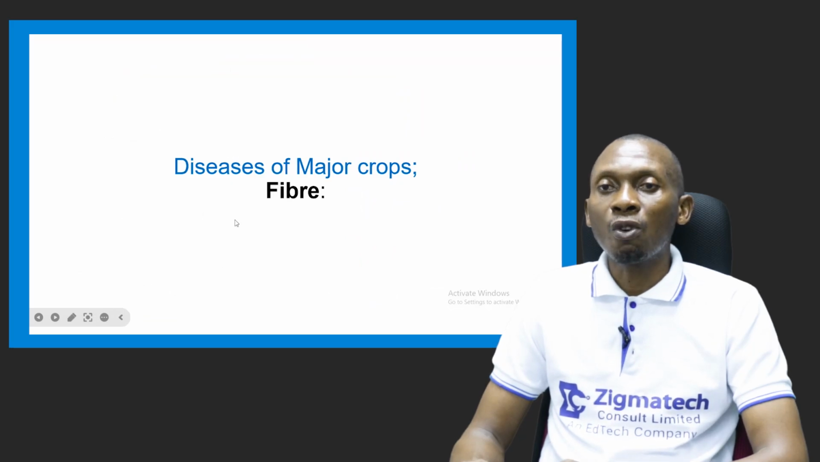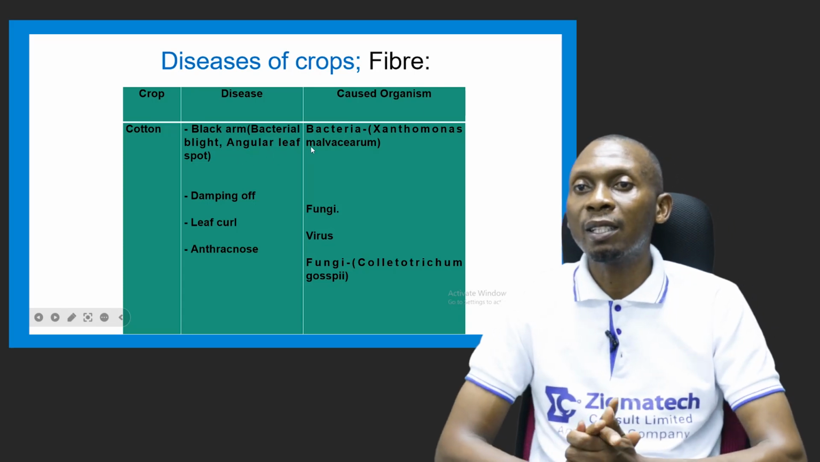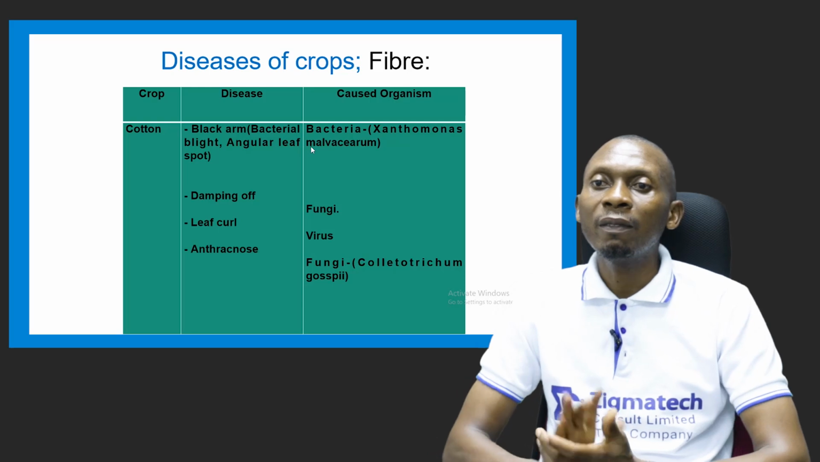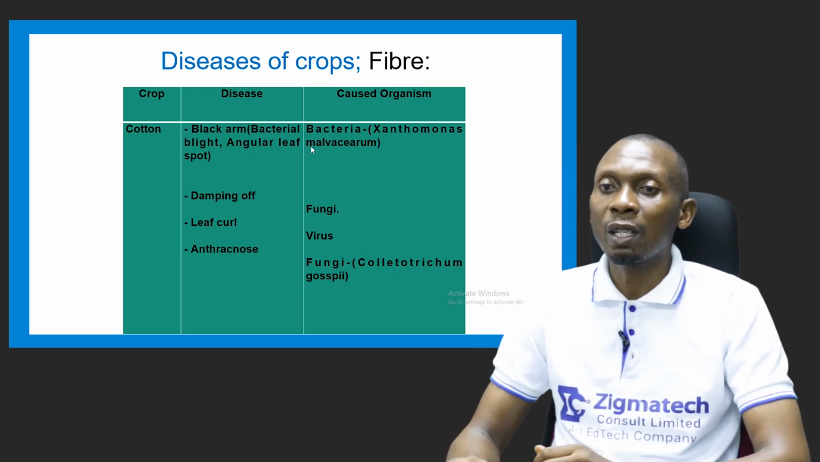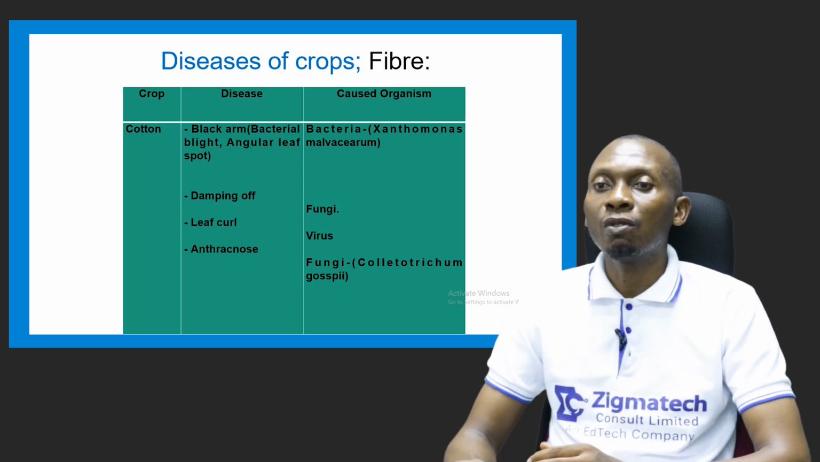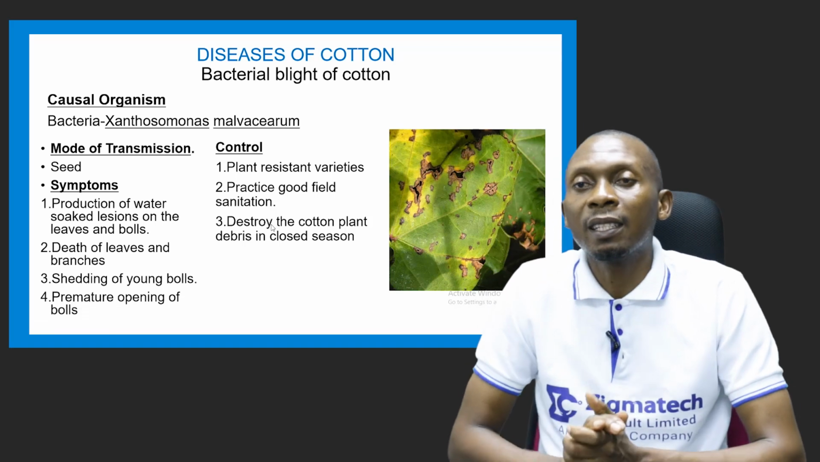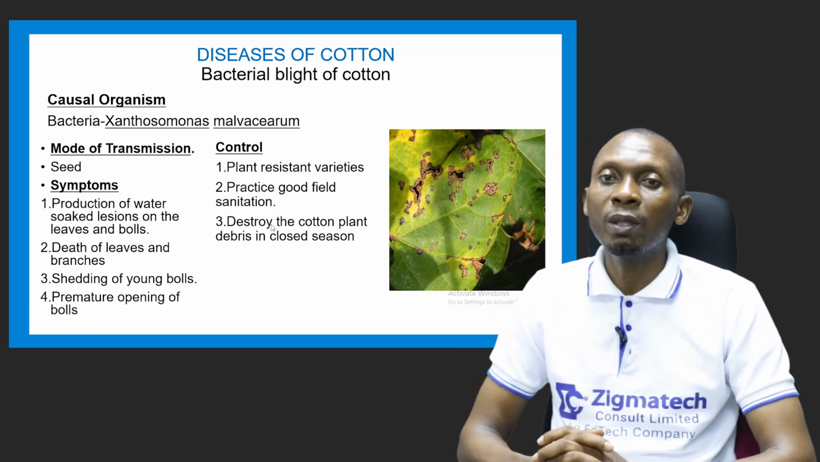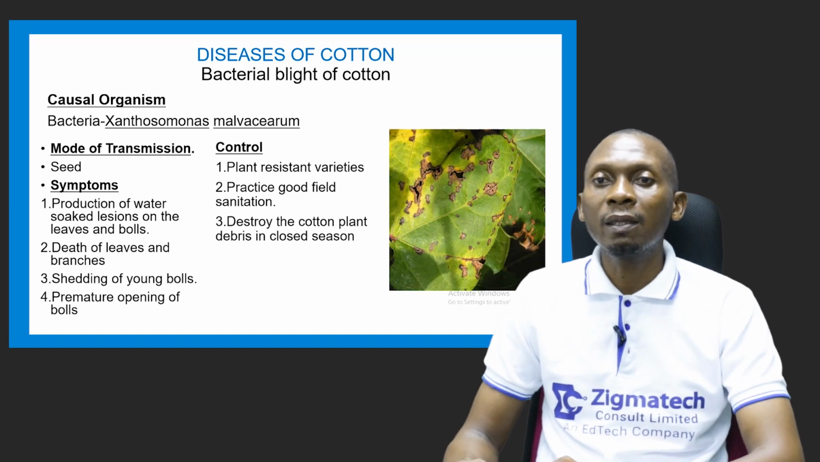Now for fiber crops, we have cotton. Here we have black arm bacterial blight or angular leaf spot caused by the bacterium Xanthomonas malvacearum. We have damping off caused by fungus. We have leaf curl caused by virus, and we have anthracnose caused by the fungus Colletotrichum gossypii. These are the various diseases that affect cotton, and starting with bacterial blight of cotton, we have Xanthomonas.